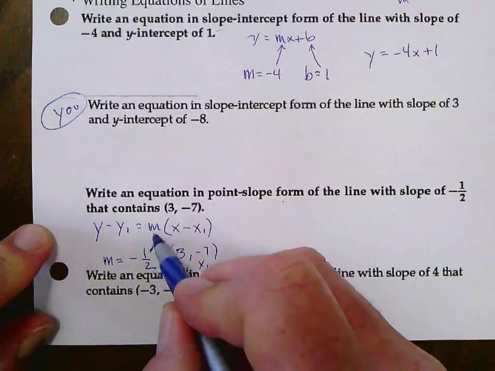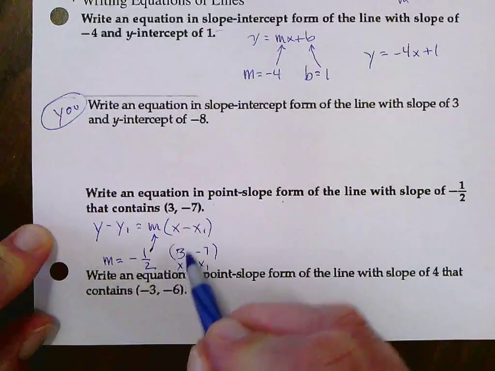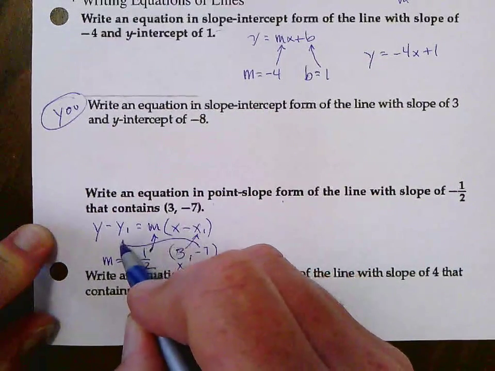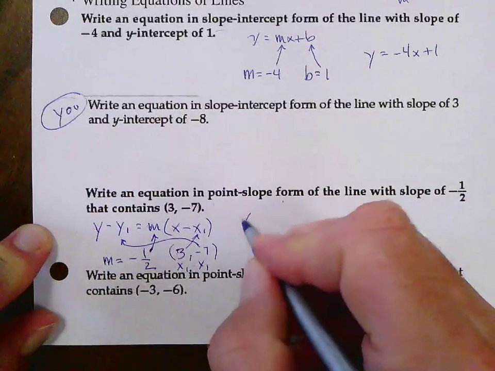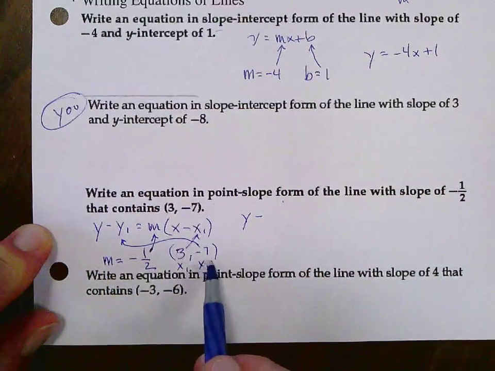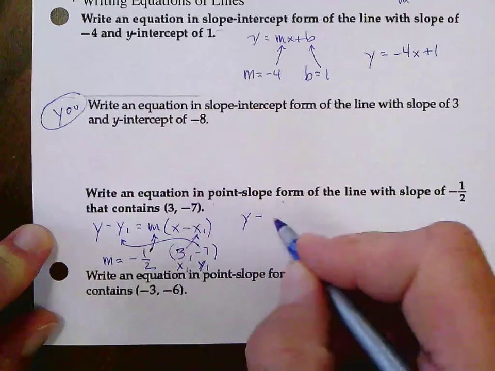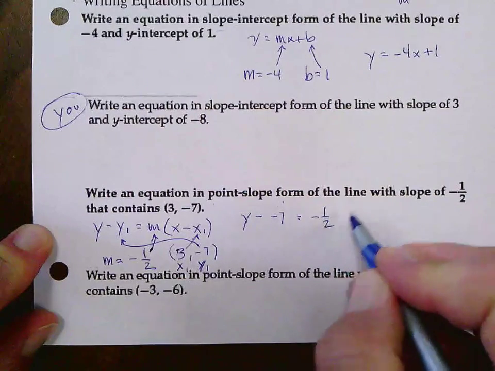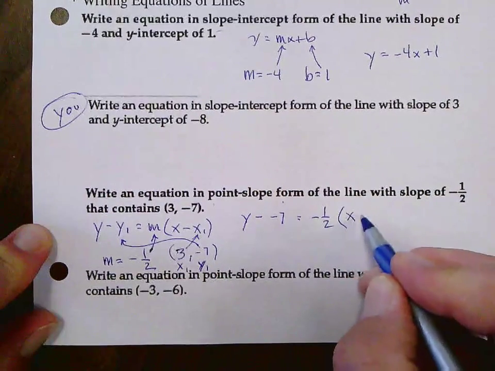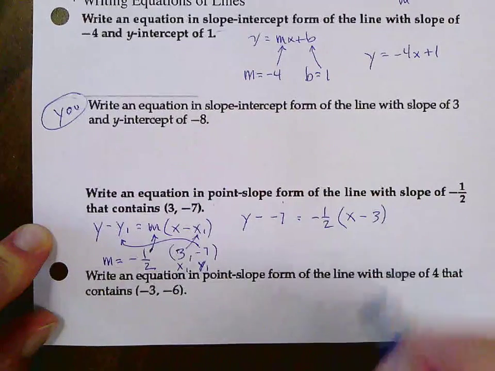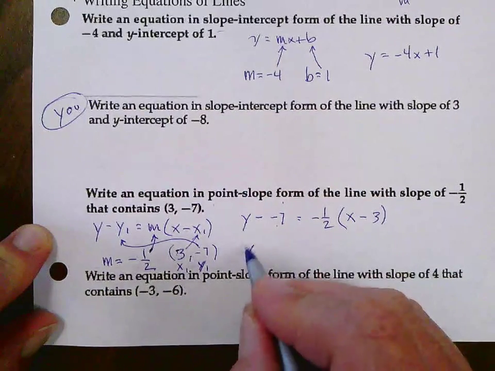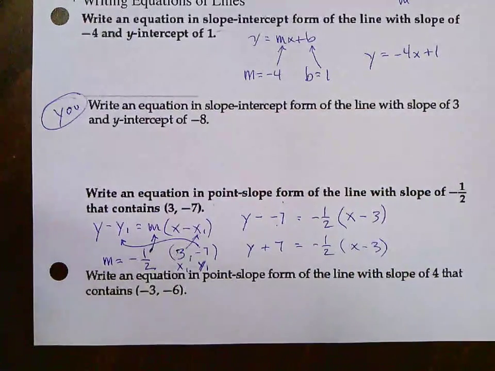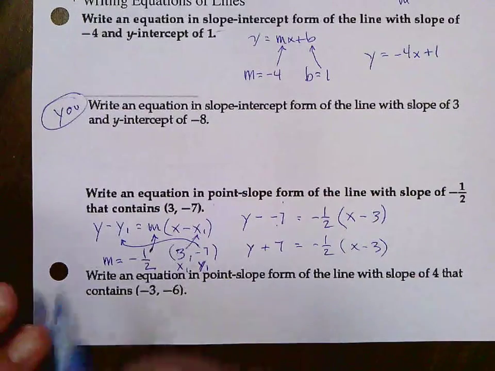So your slope goes in here. Your x sub 1 is 3, so that would go in there. And your y sub 1 is -7, that goes in there. So just watch this. This is y now. Y minus y sub 1, which is this guy right here, -7. So it's really y minus -7 equals my slope, which is -1/2, times x minus x sub 1, so x minus 3. And the only thing you really got to fix up is this negative here, which we've been doing all along. So y plus 7 equals -1/2 times x minus 3. It does not say anything about changing this to slope-intercept form, so we don't have to do that. You try this one.